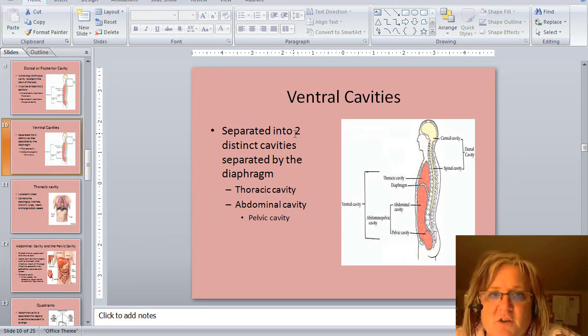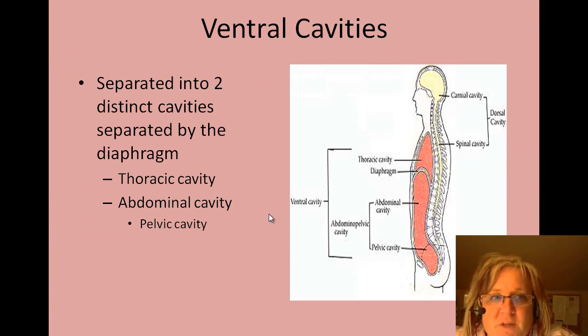Ventral cavities are separated into two cavities. We have a thoracic cavity, and then we have an abdominal cavity. We can further break it down and do a pelvic cavity, and you could talk about an abdominopelvic cavity, which is this area, because it's the abdomen and the pelvis.